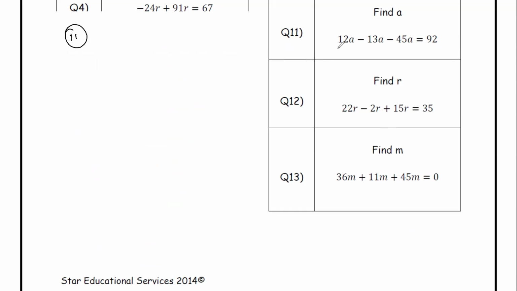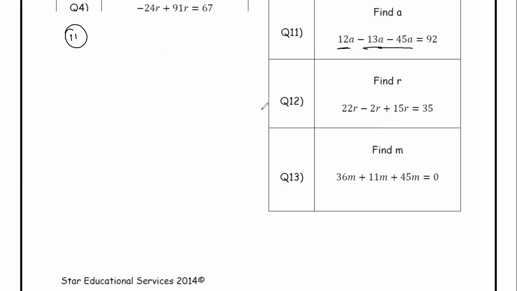So positive 12a, negative 13a, and negative 45. So what's the right way of doing it? First, we need to separate the variables from non-variables. So it is already separated. You can clearly see variable terms on the left hand side of the equal sign and non-variable numbers, which are the constants, on the right hand side of the equal to sign.